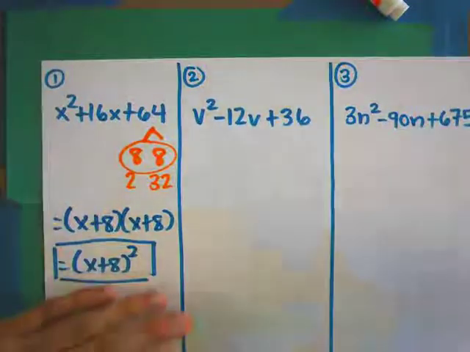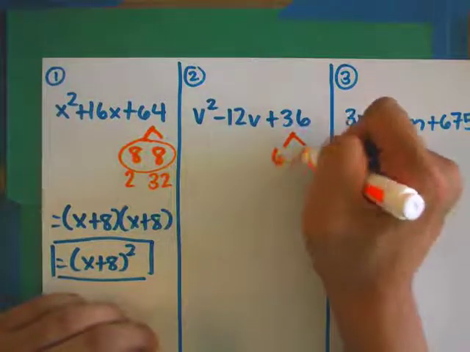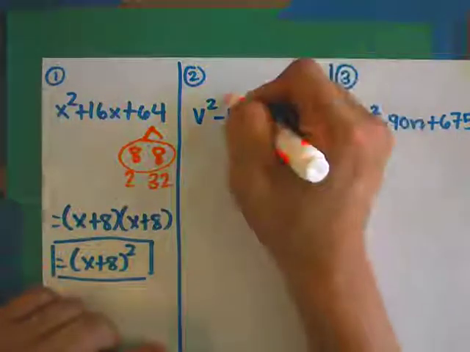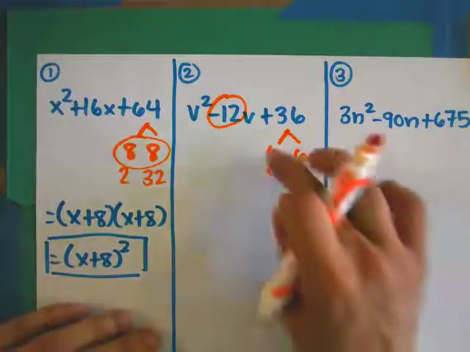Okay, number 2. There's a 1 in front. What two numbers multiply to 36? I think of 6 and 6 and 9 and 4. But we want those pairs to add up to negative 12. And they're not adding up yet because they're both positive.